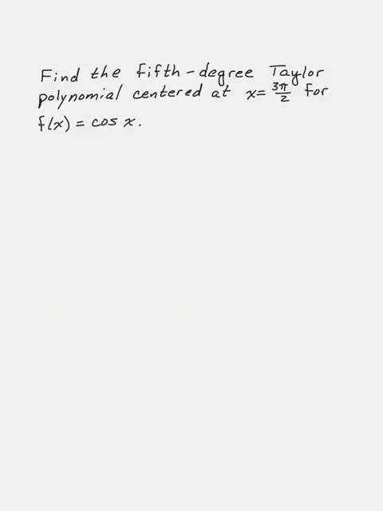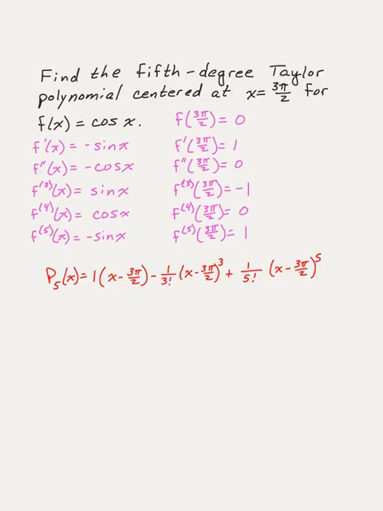All right, so now you're being asked to find a fifth degree Taylor polynomial centered at 3 pi over 2 for f of x equal to cosine of x. Use the method we did on the previous problem to find this. I want you to pause the video, work the problem out, look back at the previous problem to help yourself, and then unpause the video when you're done and check your answer against what you will see here.